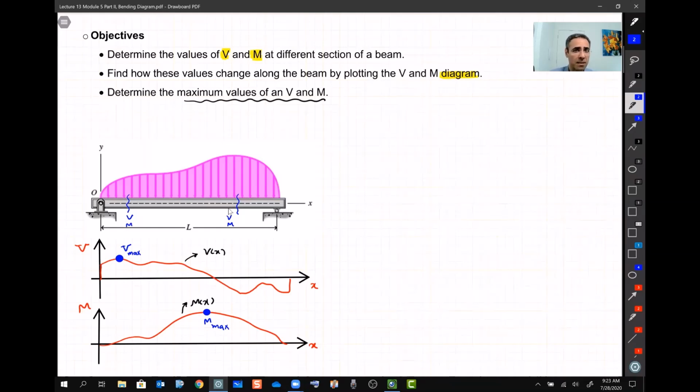And again, as I sent an email yesterday, this is an important topic. In future, you're going to see the distributed load and how to find this M and V a lot. Maybe not for a beam, even if you are in biomechanics and biomedical, still you're going to use this concept of distributed loads, maybe on a bone or on something. I have an example to show you later, which you need to understand this concept.